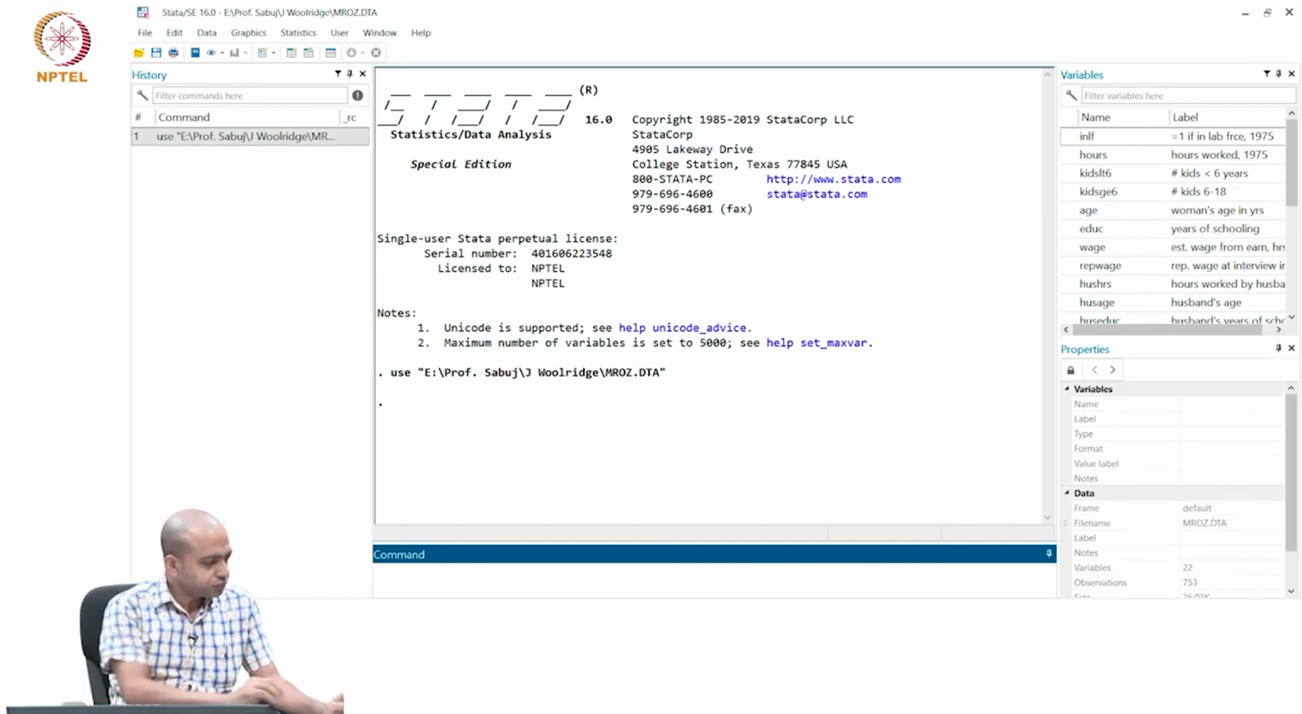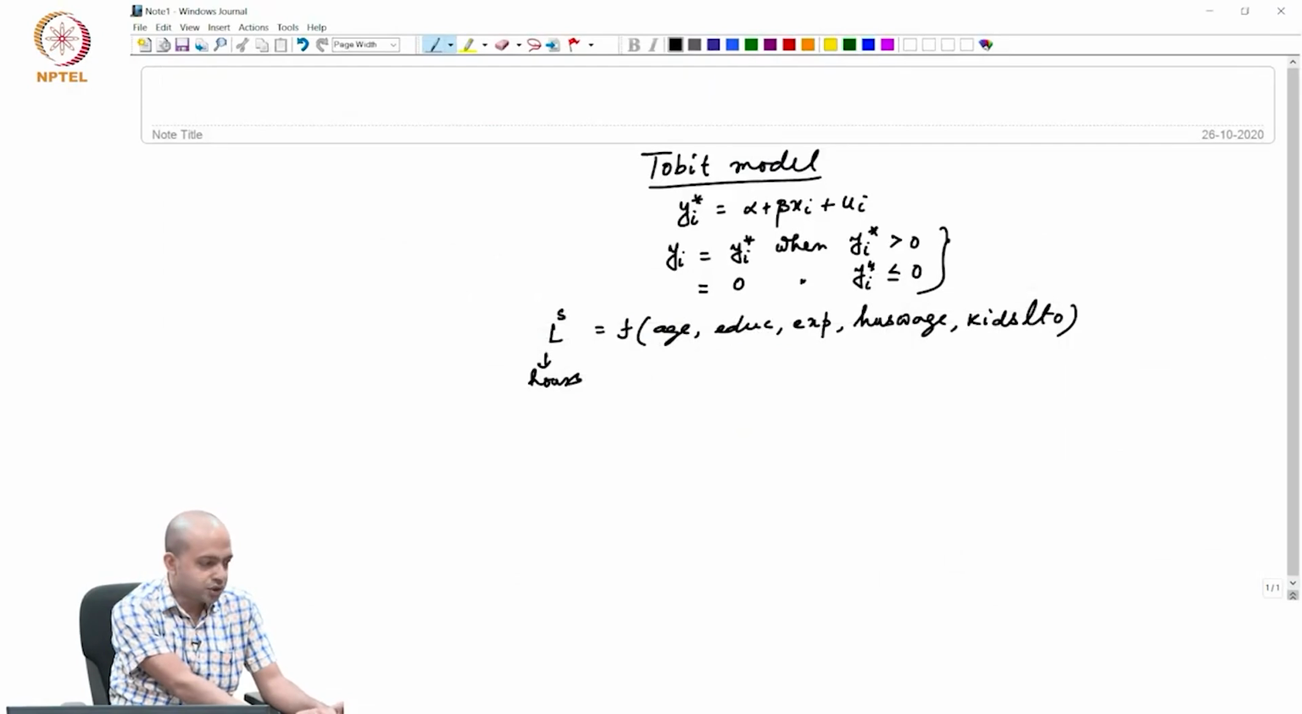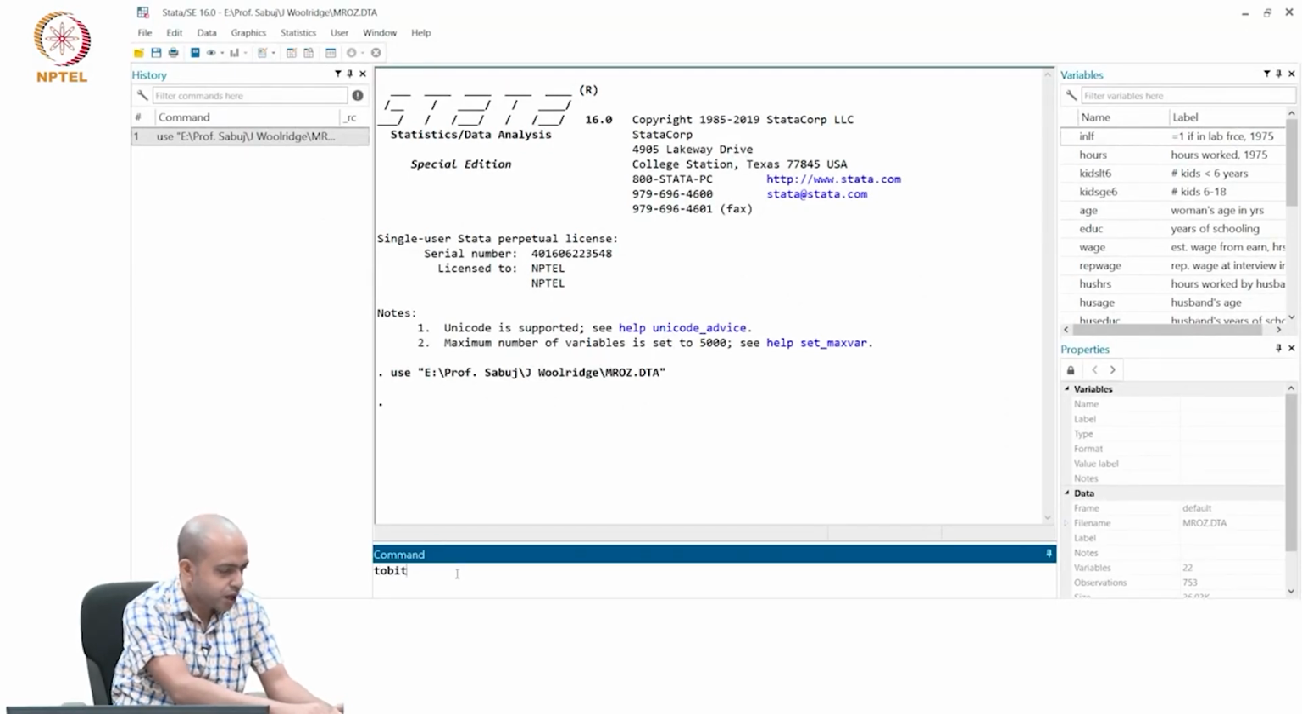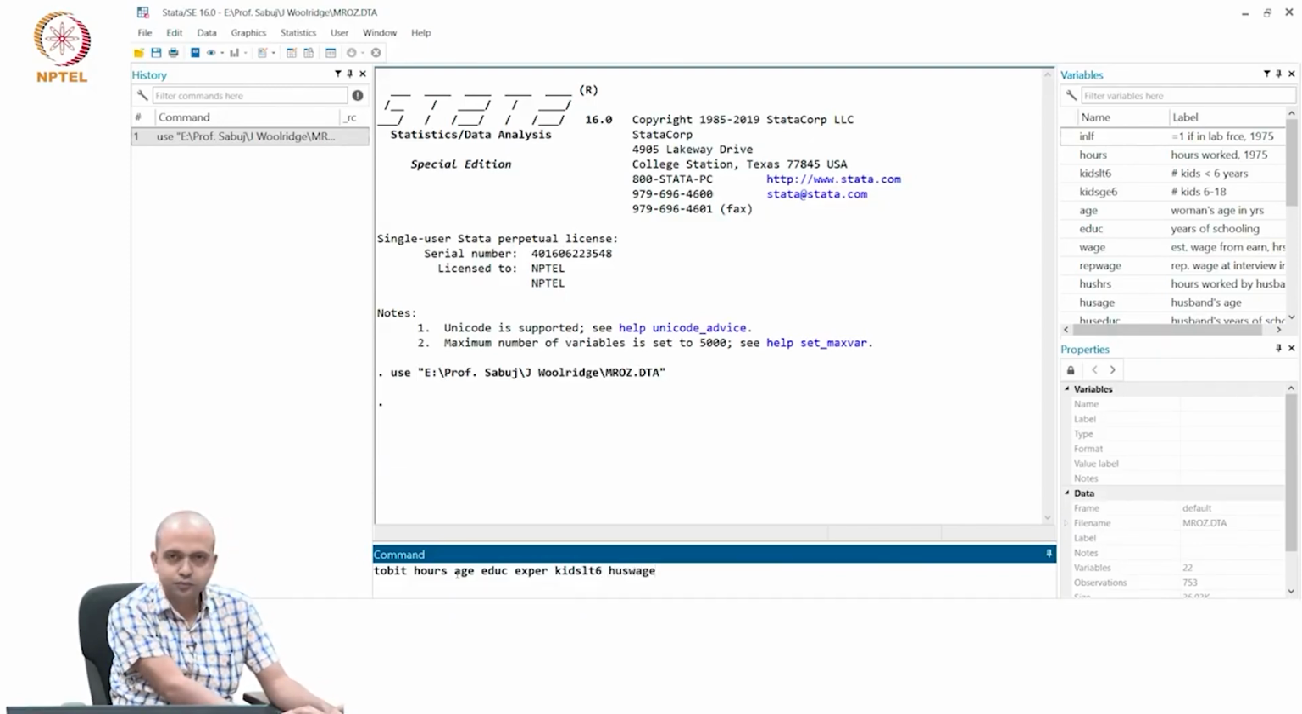So, now what will we do? We will first estimate the model, and the command is very simple. Instead of Logit and Probit, we have to just use Tobit, that is the command. So, this is Tobit, and then your dependent variable is hours, then your age, then education, then experience, and number of kids less than 6 years of age, and husband's wage, right.